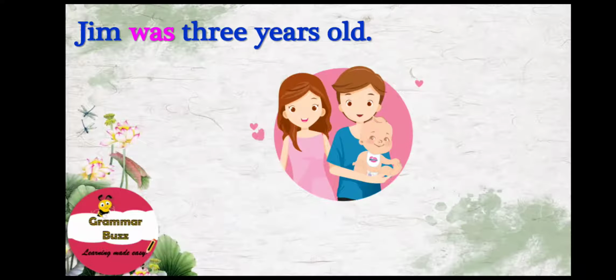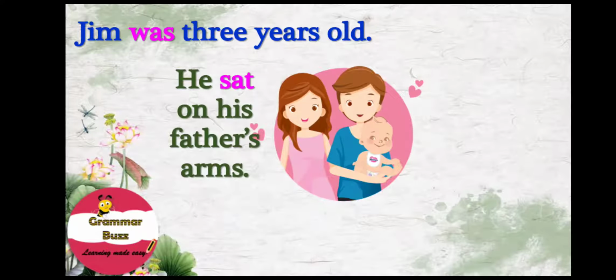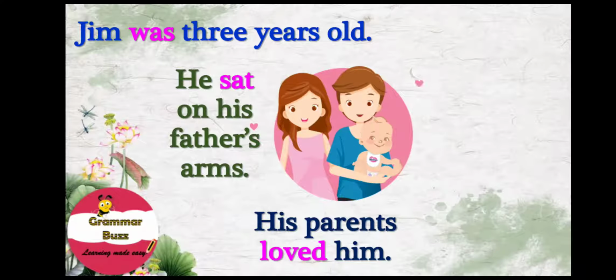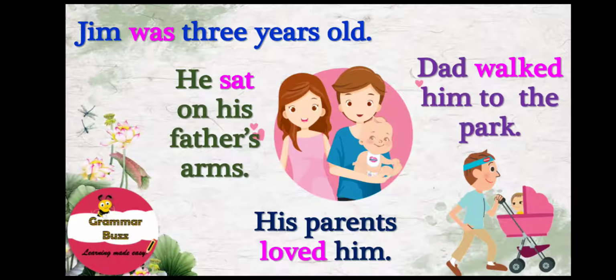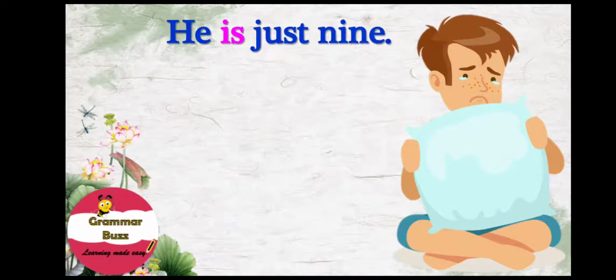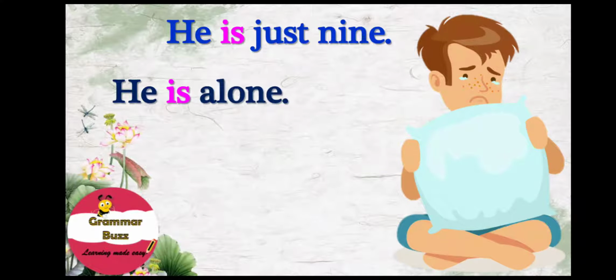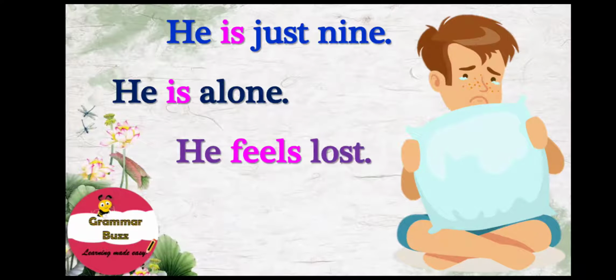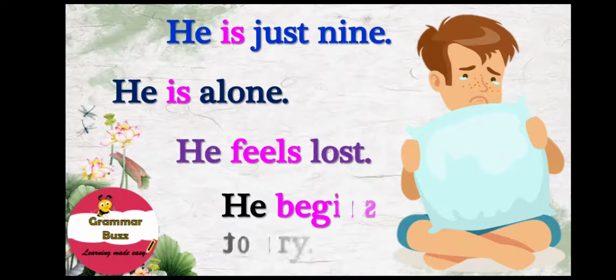Jim was 3 years old. He sat on his father's arms. His parents loved him. Dad walked him to the park. Jim feels excited. But when Jim realizes his present, he becomes sad again. He is just 9. He realizes that he is alone. He feels lost and he begins to cry.